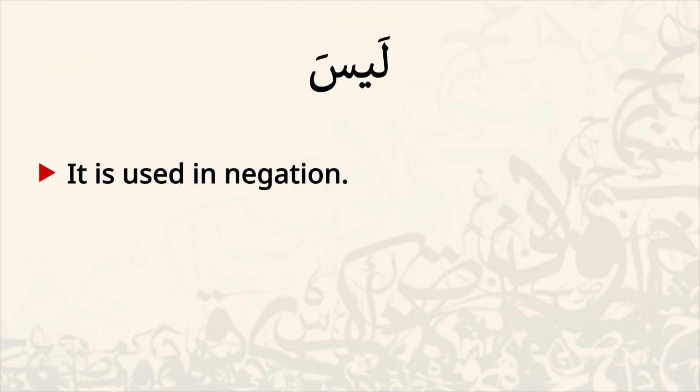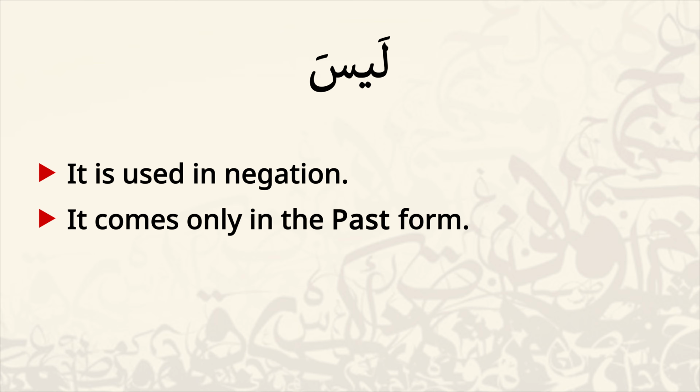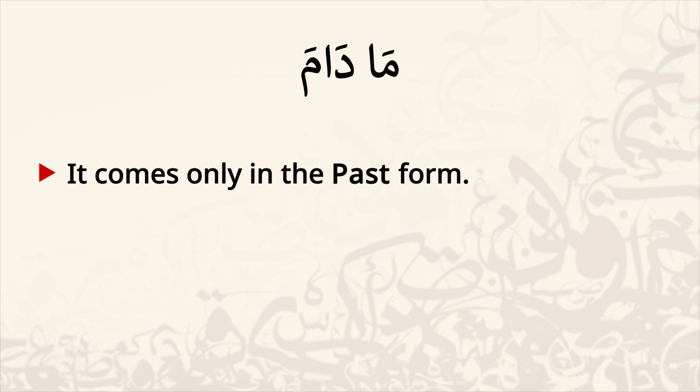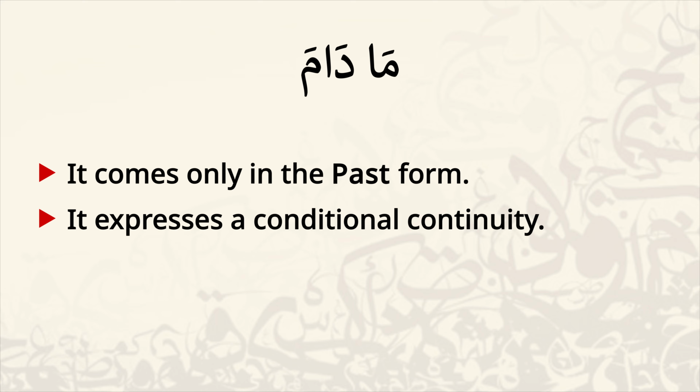ليس is used in negation, and it has only one form, the past. There is no present or command of this verb, and it means not. We will explain more about this verb later in this course. The verb ما دام also has only one form, which is the past. It expresses a continuity with a condition. The closer translation of this verb is as long as, which implies a continuous state that's tied to a condition in a specific period of time.